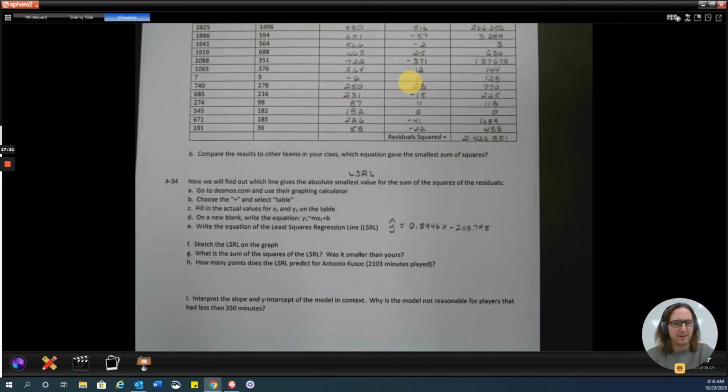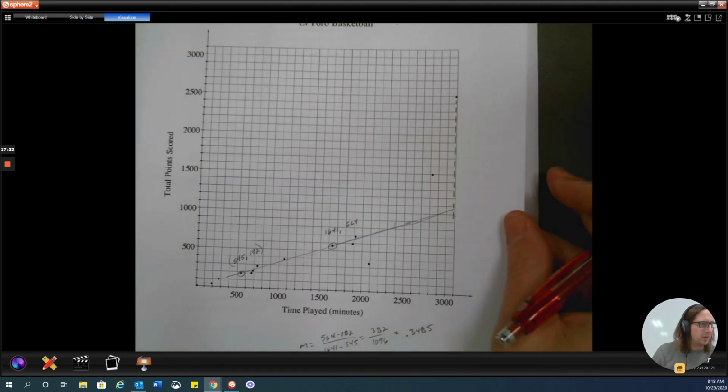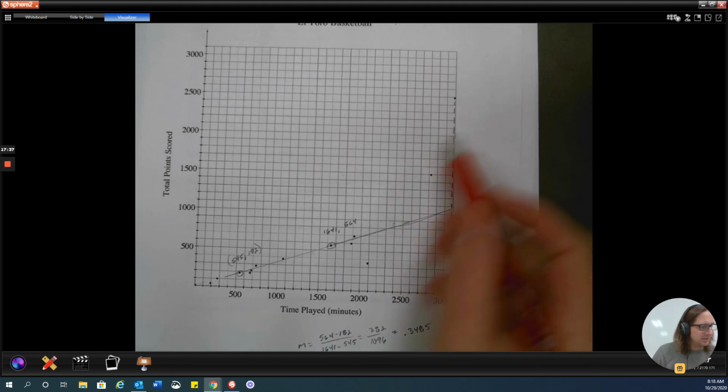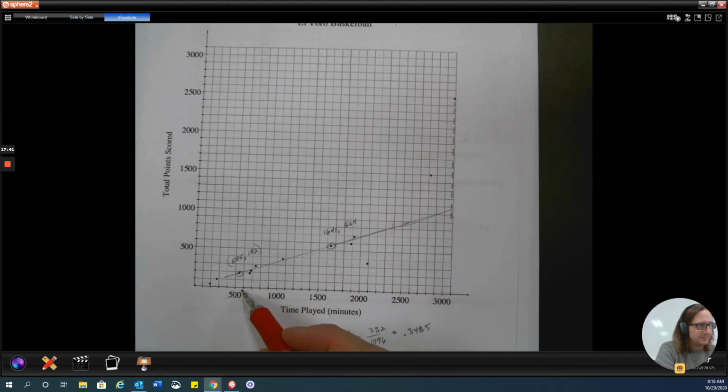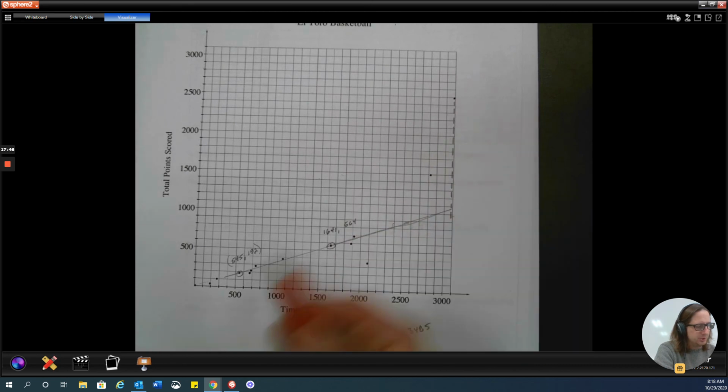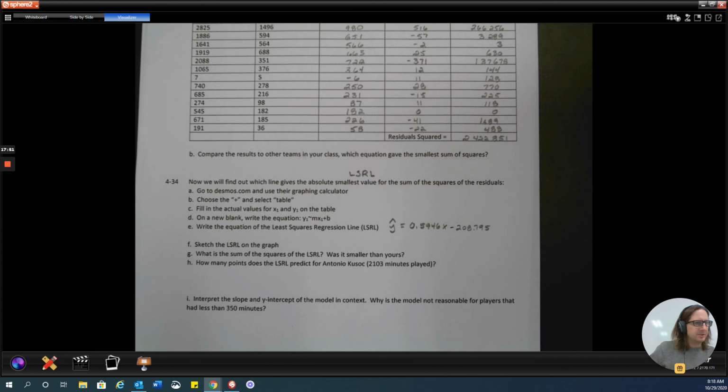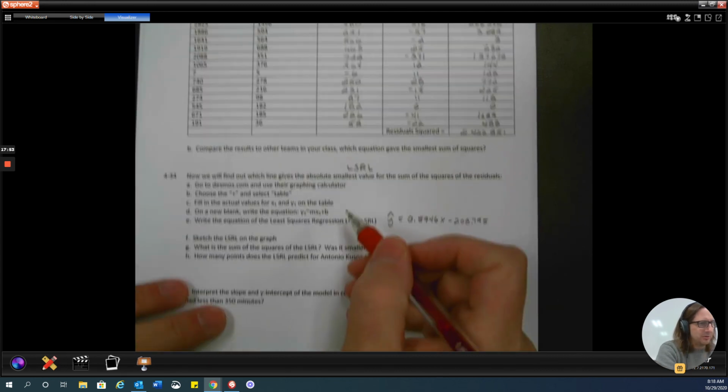All right, so let's go back and fill out some of the stuff. Sketch the LSRL on the graph. So this is the graph that we were doing the other day. I'm not going to do it right now, but you can sketch it. You can look at Desmos and figure out where it would be. It was a much steeper line than what I had here. If you look at Desmos, their line is super steep compared to my line. So do that on your own time.